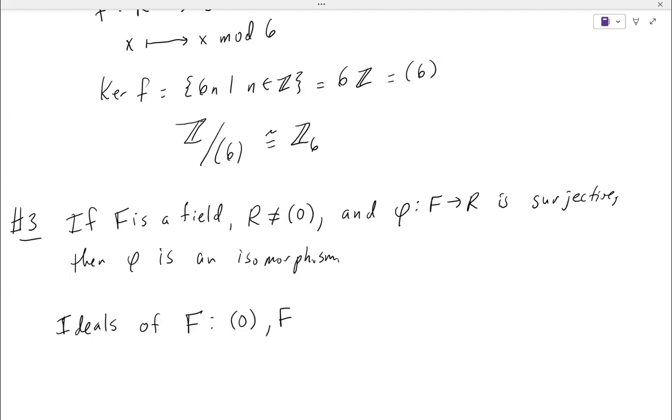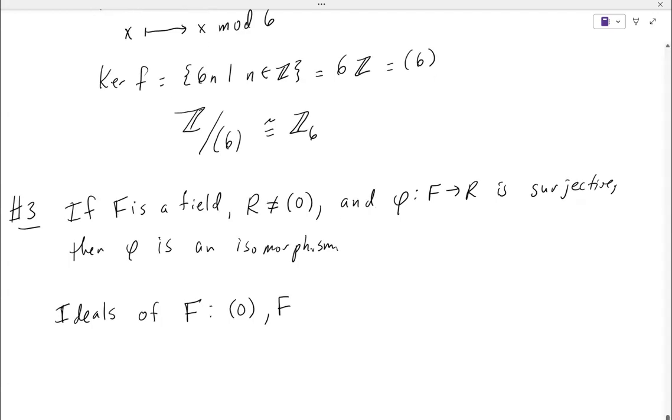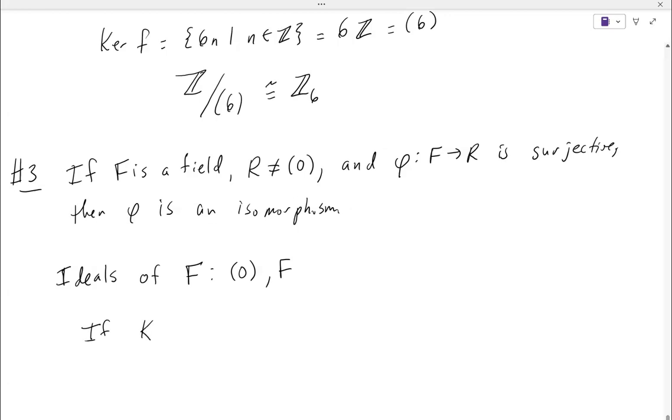We know that the kernel is an ideal. So what are your 2 possibilities for the kernel? 0 and the whole thing. Well, what happens if your kernel is the whole thing? Remember, the kernel is the set of everything that maps to 0. So if your kernel is all of the field, what did everything get mapped to? 0, right? So if the kernel of phi is F, then phi is just the 0 map.